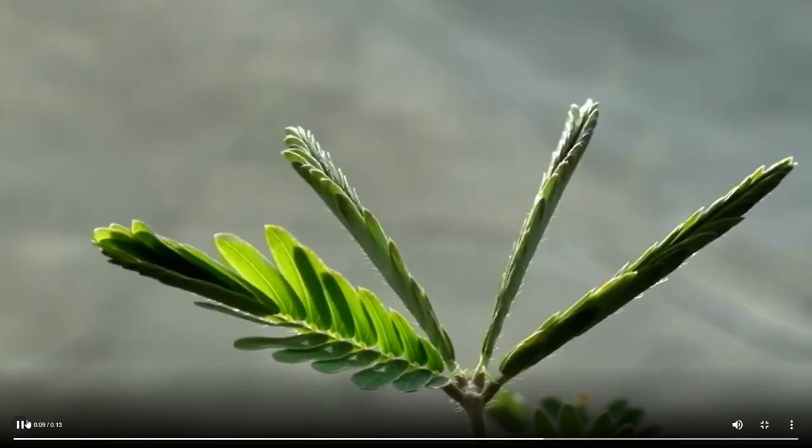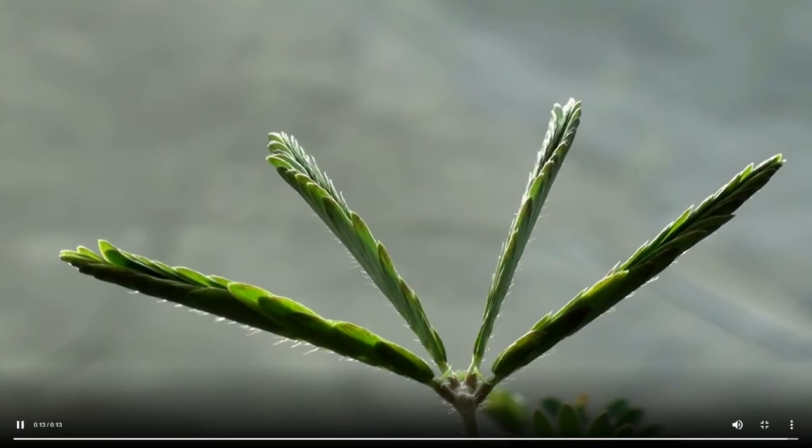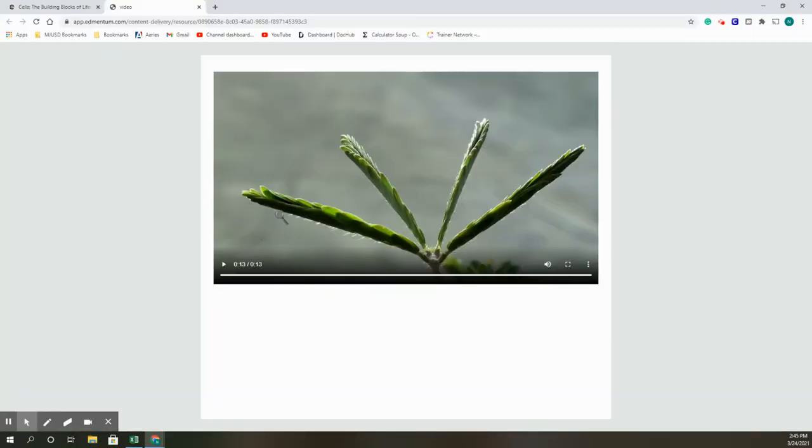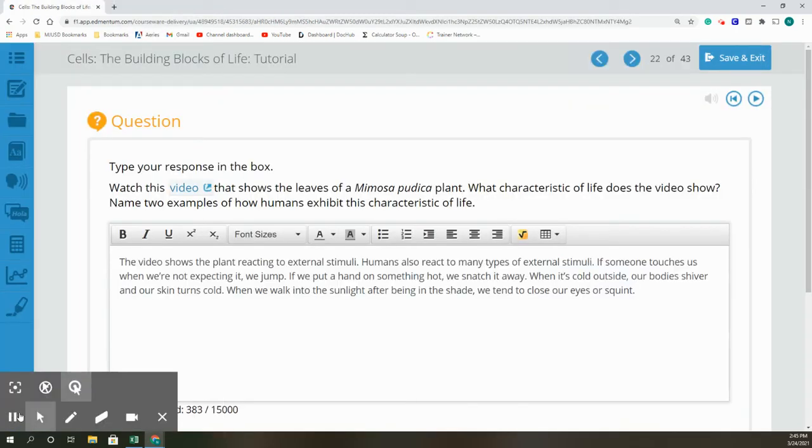So what characteristics do we see? The video shows the plant reacting to external stimuli. The human is touching it. That's outside of the plant, and the stimulus is the physical touch.